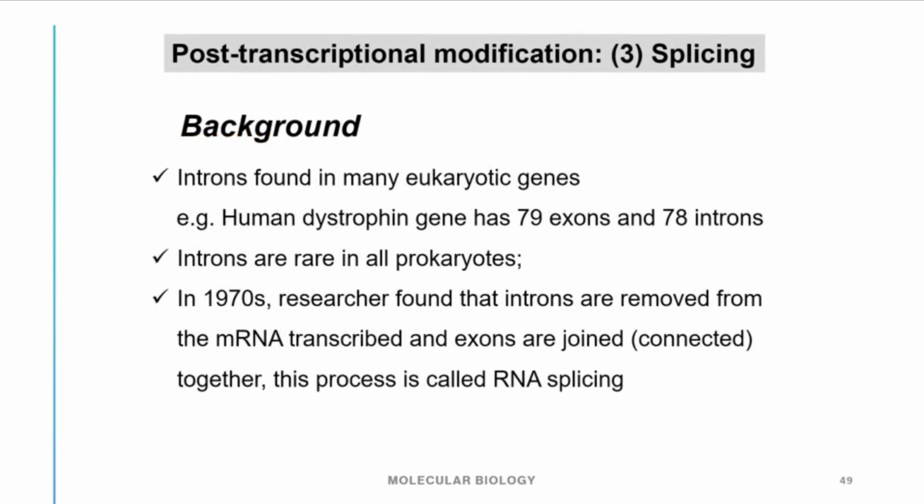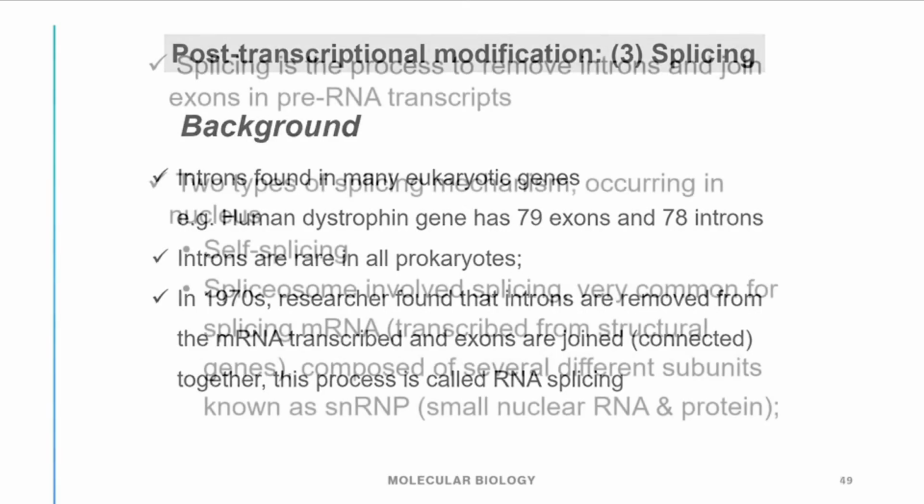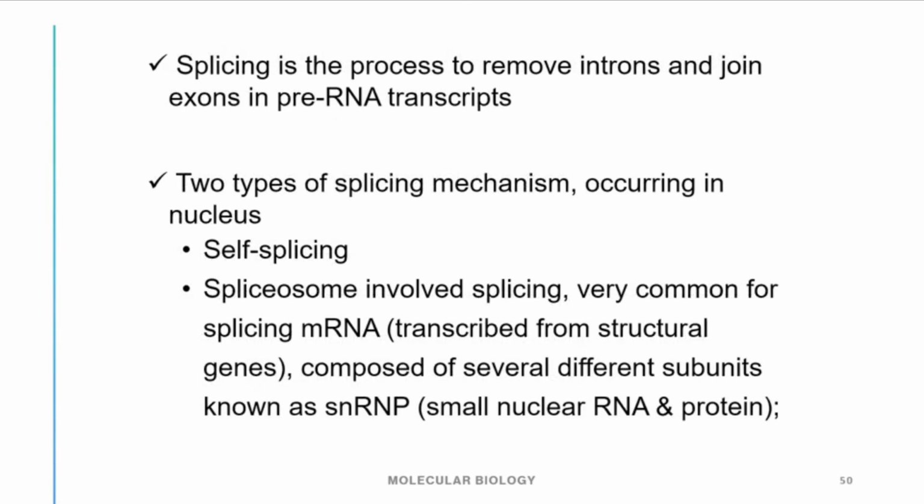And this leads to our third post-transcriptional modification, which is splicing. Okay, the reason why we need to perform splicing is because we actually have introns found in eukaryotic genes, and they actually have to be removed during the transcription process. Splicing is a process of removal of introns and the joining of exons in pre-RNA transcripts.